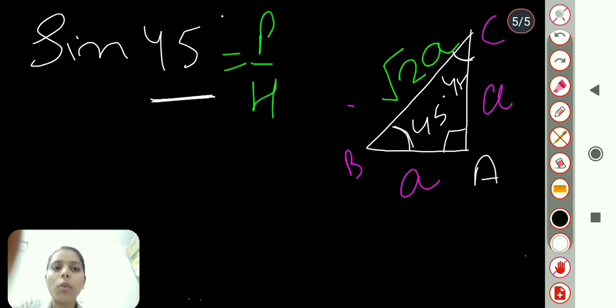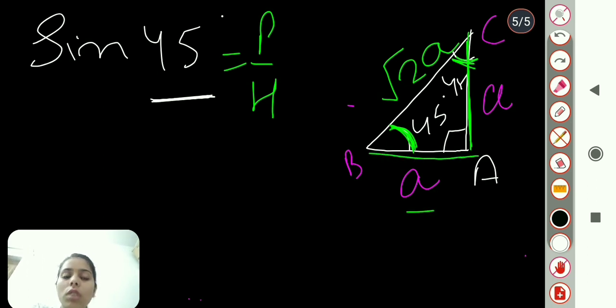Sine is perpendicular upon hypotenuse. For sine 45, the perpendicular is BA if I take this 45 degree. If I take the other 45 degree, the perpendicular will be AC, and the value of AC is A. And if I take this 45, the value of perpendicular will be BA, which also equals A. So we can take any of the 45 degree.